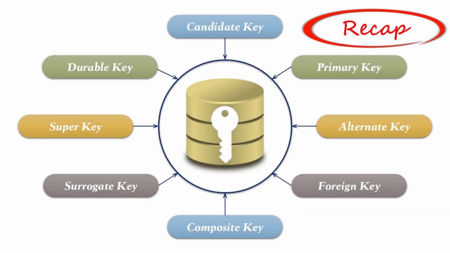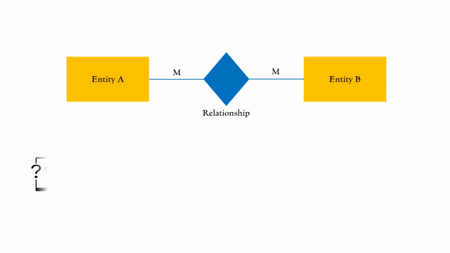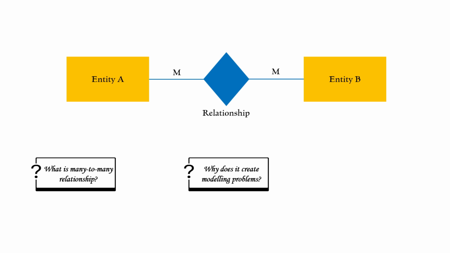In our previous videos, we explored different types of keys used in relational and dimensional data modeling. In this video, we're going to tackle yet another important concept in relational database design: many-to-many relationships. We'll first understand what a many-to-many relationship really means, why it can create problems if not modeled properly, and then we'll see how bridge tables, also known as junction tables, help us solve this problem in a clean and scalable way. All right, let's jump straight into it.